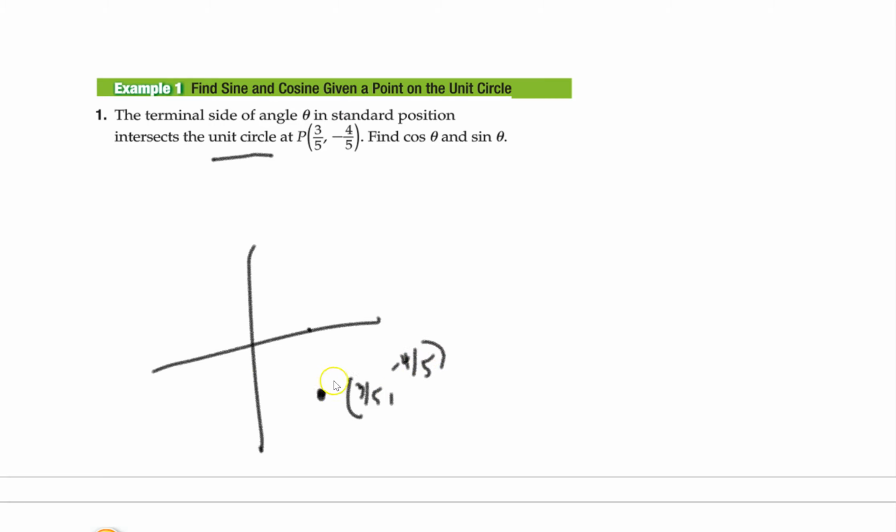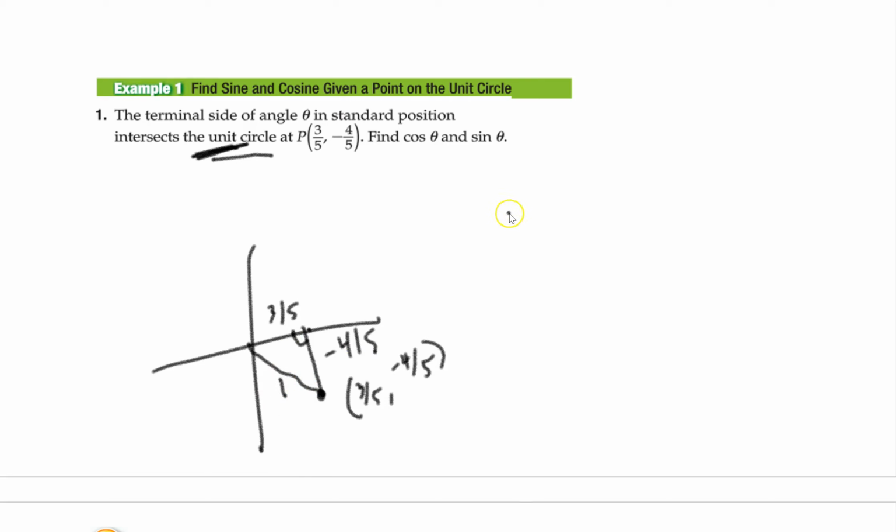And we do what we always do. Connect it to the origin and connect it to the x-axis. If I do that, how much moved across is my x value, so 3/5. How much moved up and down is my y value, so -4/5. And since this is a unit circle, my radius is going to be 1. I could do a squared plus b squared equals c squared, but I'm telling you right now it's going to be 1.